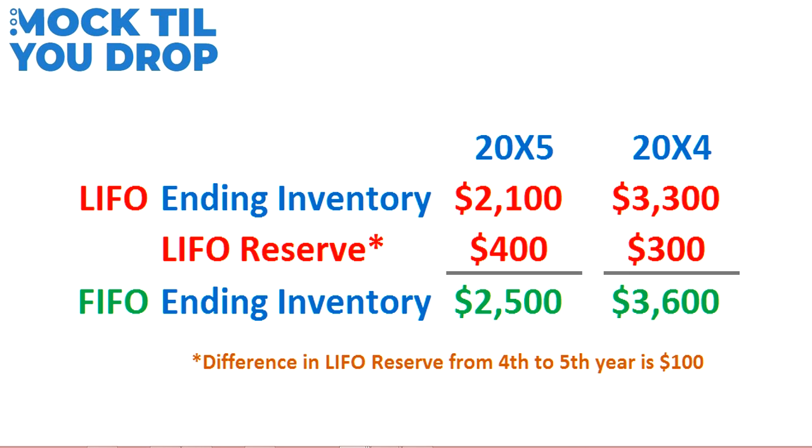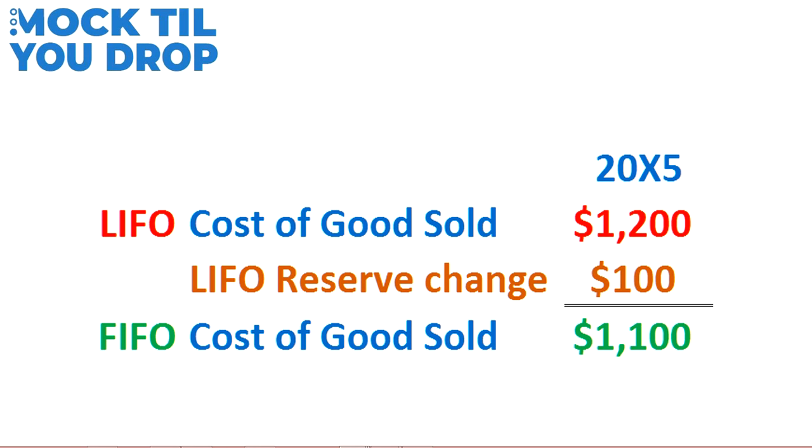Another important item from this slide is the change in LIFO Reserve from the 4th to the 5th year, which is $100, simply the $400 minus the $300 LIFO reserves. This is going to be an important number in our conversion process when going from LIFO to FIFO. So here's that $100 difference that will allow us to convert from the LIFO cost of goods sold to the FIFO cost of goods sold.